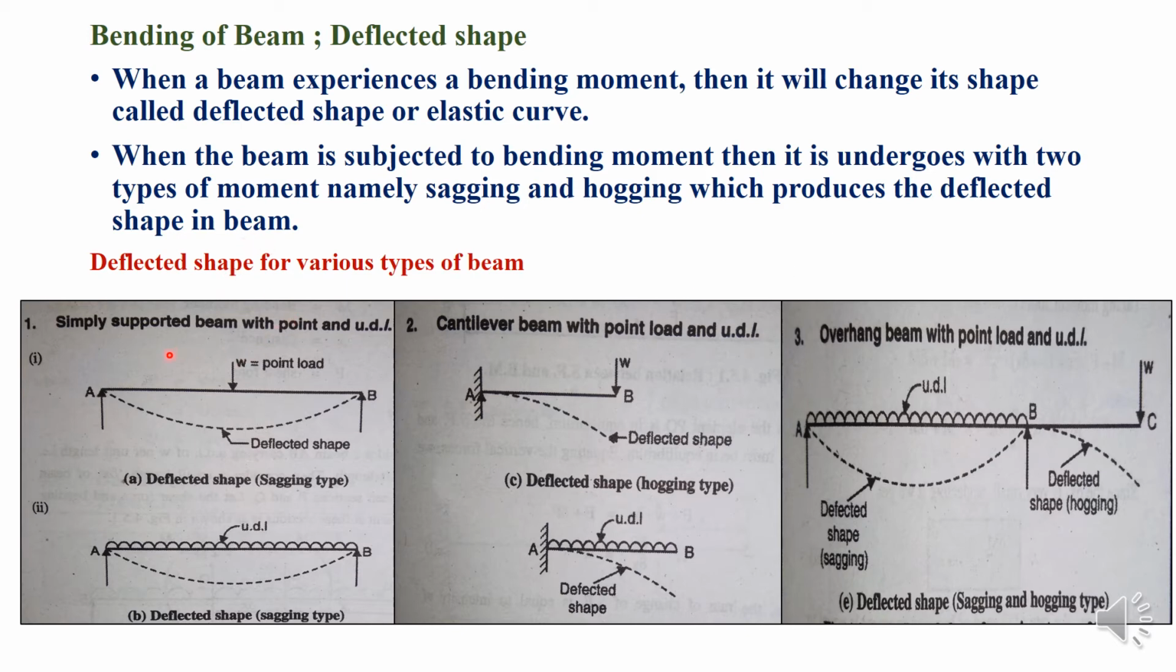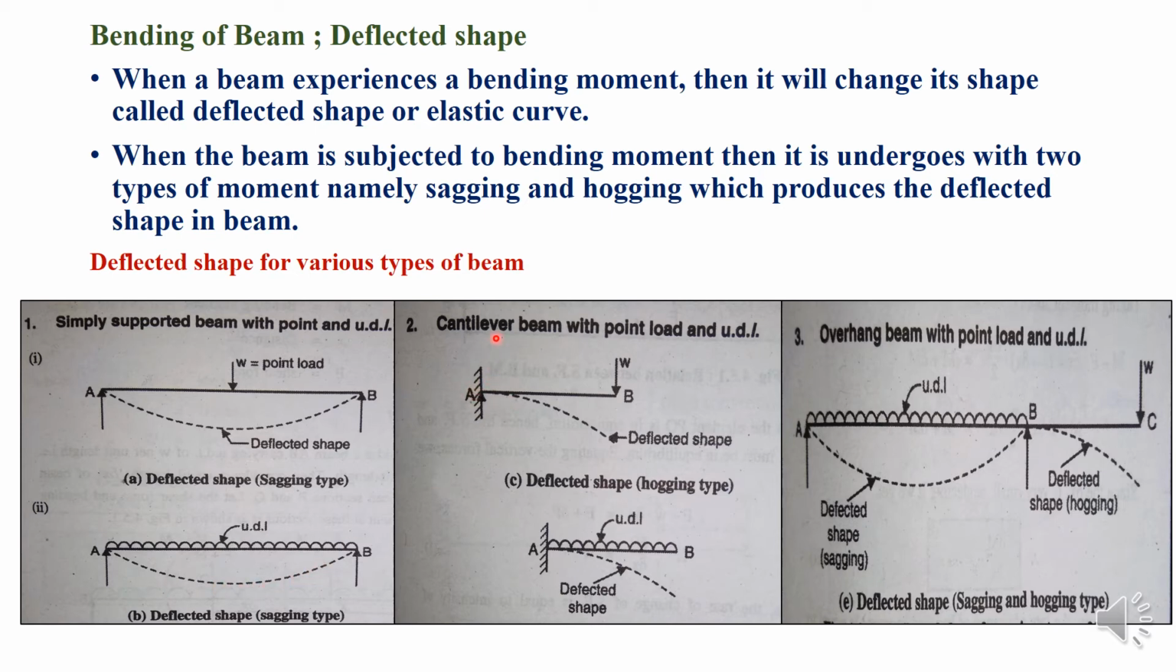Now first consider the simply supported beam with point load and UDL. The first figure shows the simply supported beam with a point load. We can see the supports A and B, and the point load acts at the center. The deflection of the beam is of the sagging type. In the same case, if the beam is loaded with a UDL, meaning a uniformly distributed load, the beam also deflects in a sagging manner, as we can see by the dotted line.